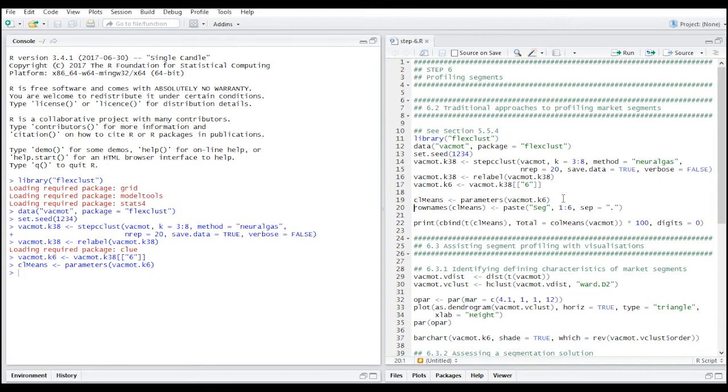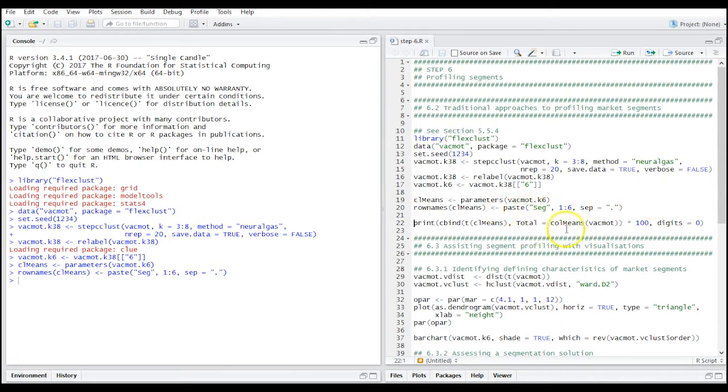By default we have column names, but we don't have row names. So we're adding row names to indicate that this corresponds to segments 1 to 6. And the traditional approach would be to include that information of the centroids, which represent the average agreement with every one of the vacation motives in each of the clusters, in a table.